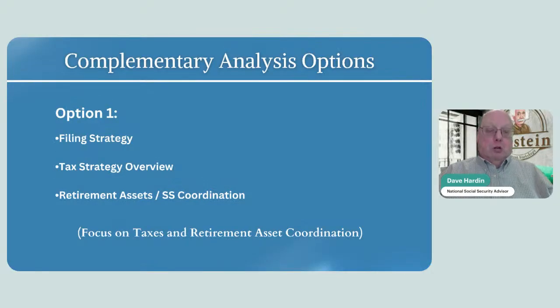Option one is a complete filing strategy, tax strategy overview, a retirement asset and Social Security coordination. It's going to focus on taxes and retirement assets. It's going to give you a Social Security analysis telling you what the best filing strategy is. It's the whole kit and caboodle, and it is 100% complimentary. I'll explain why we do that in a minute.